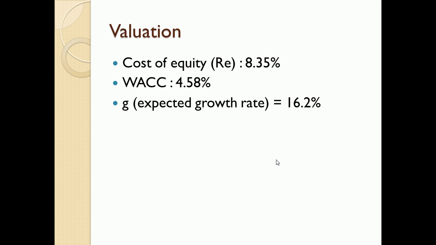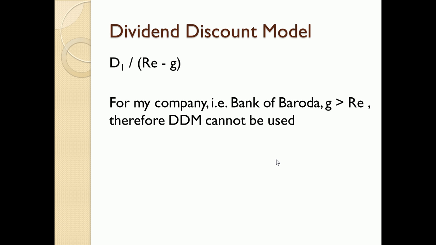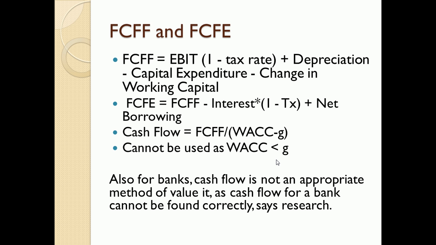Then I moved on to valuations, for which I calculated the cost of equity, WACC and G, the values of which are shown on the screen. I applied the dividend discount model to calculate the intrinsic value of the share. But as we can see, there is a term in the denominator, RE minus G, and my G is greater than RE. Therefore, DDM cannot be applied.